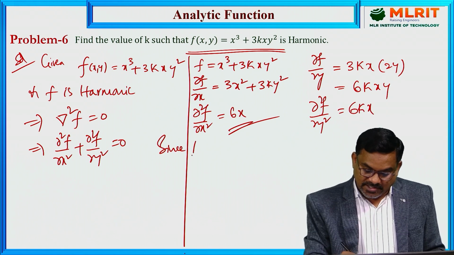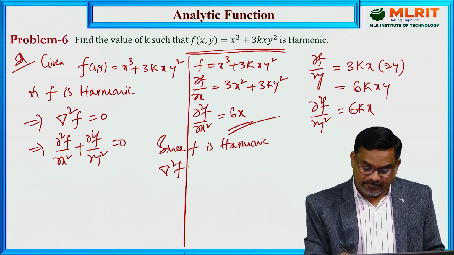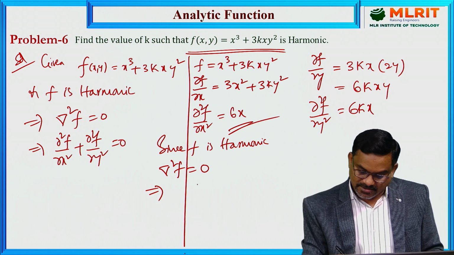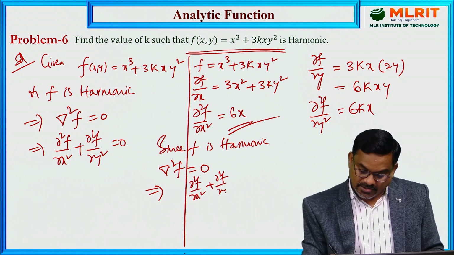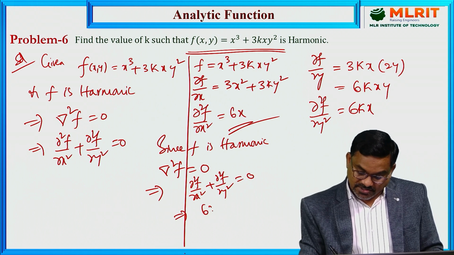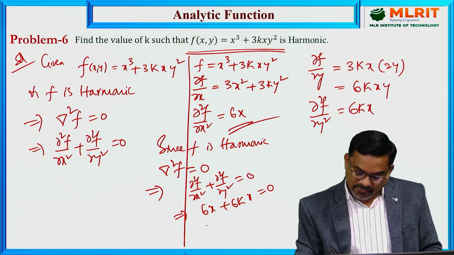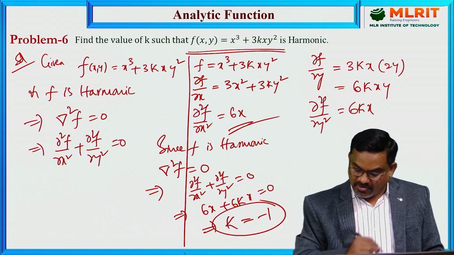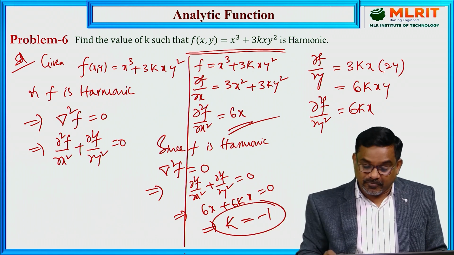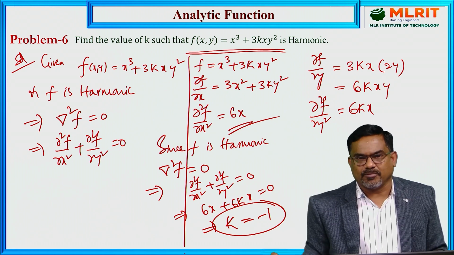Since f is harmonic, ∇²f must be 0. That implies ∂²f/∂x² plus ∂²f/∂y² is 0. So 6x plus 6kx is 0. This is possible only when, if I take k equal to minus 1, 6x minus 6x gives 0. So the value of k is minus 1. If we take k equal to minus 1, this function will be obviously harmonic.